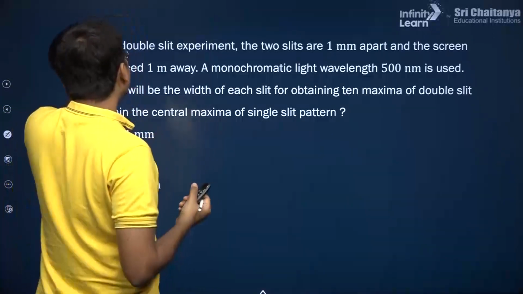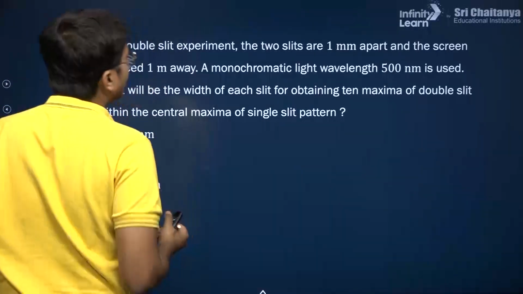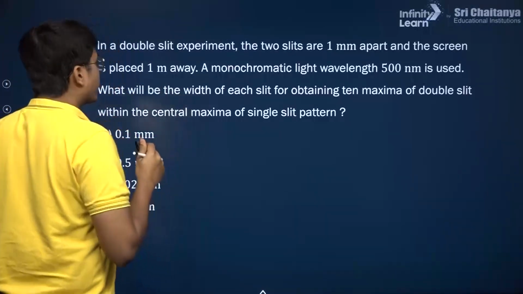This says in a double slit experiment, two slits are 1 millimeter apart and the screen is placed 1 meter away.